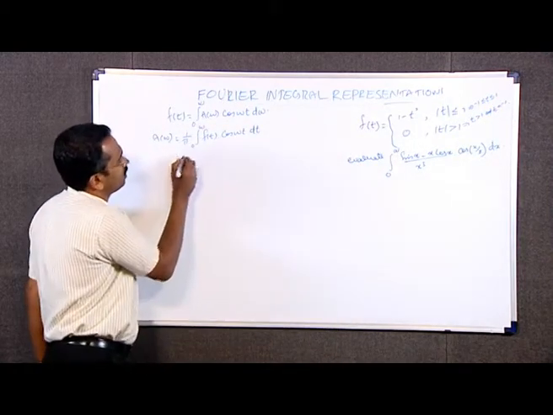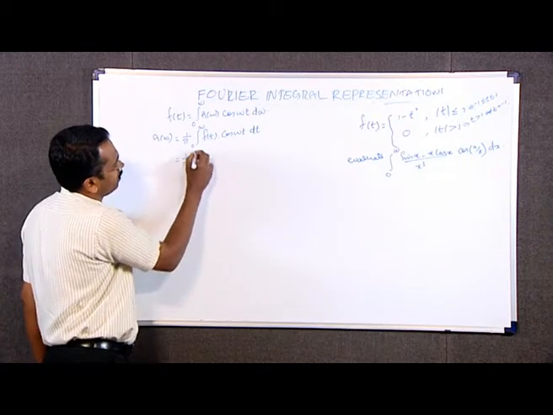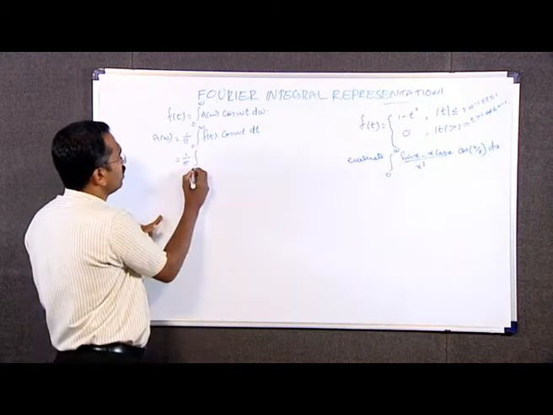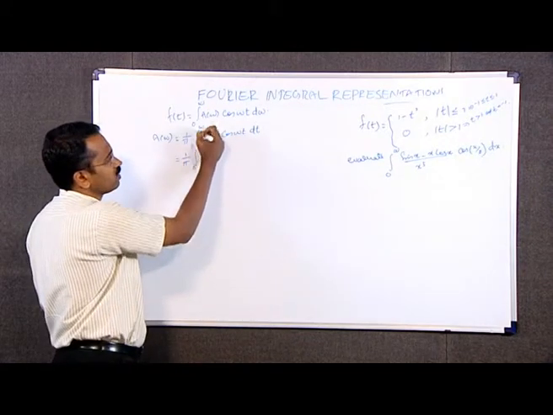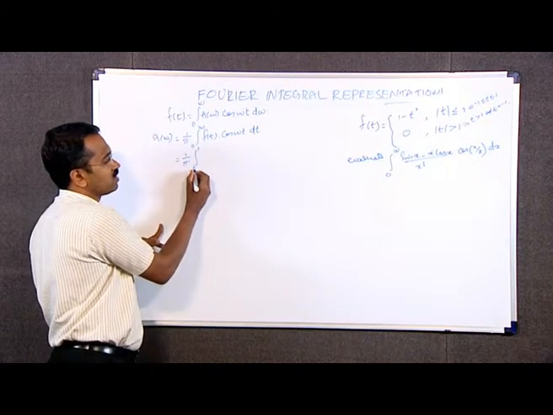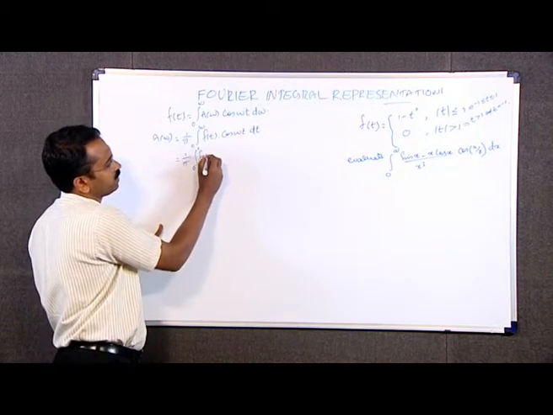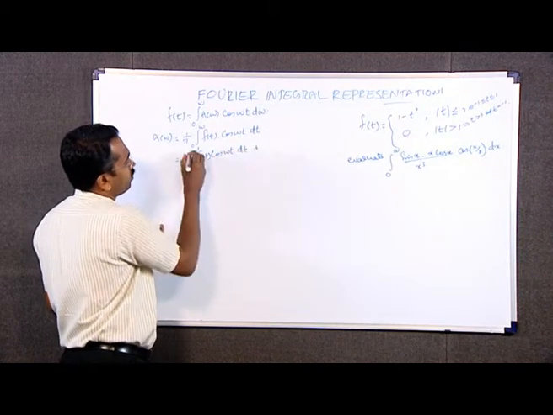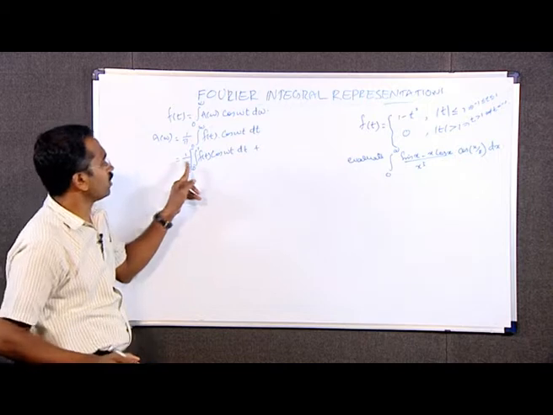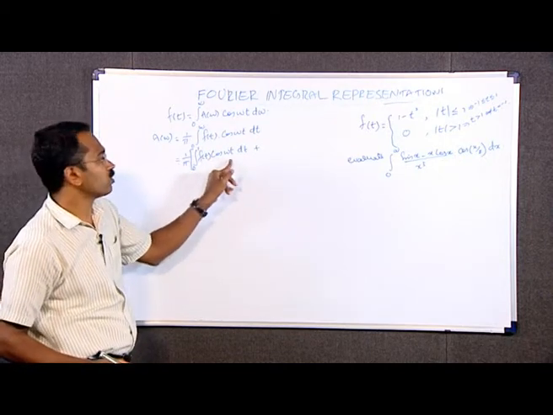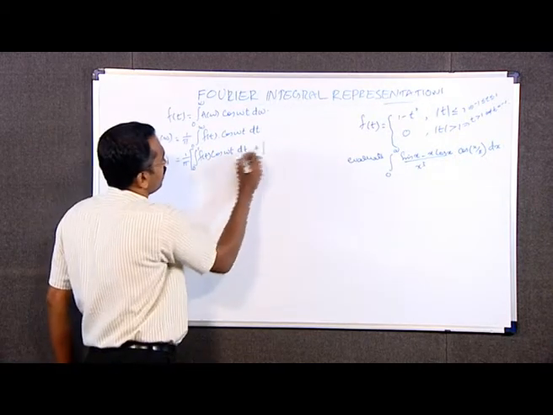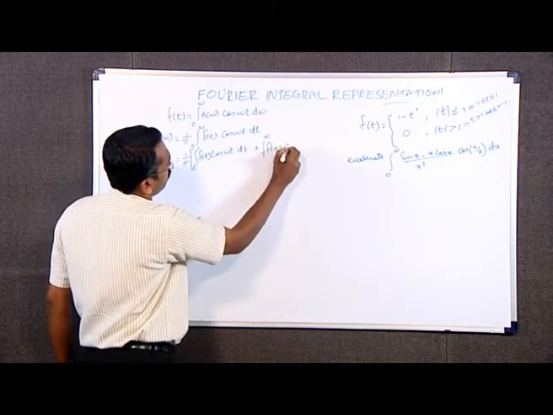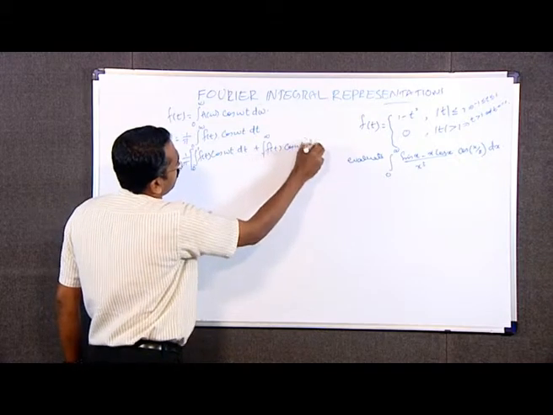Therefore, this integral will become integral from 0 to 1. We have to split 0 to infinity as 0 to 1 and 1 to infinity. This 1 by pi is common into integral from 0 to 1 f of t into cos omega t dt plus integral from 1 to infinity f of t into cos omega t dt.